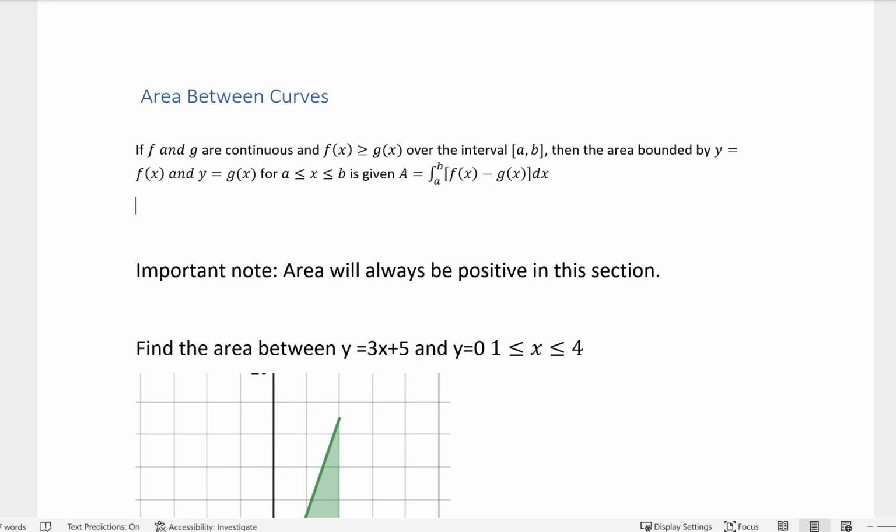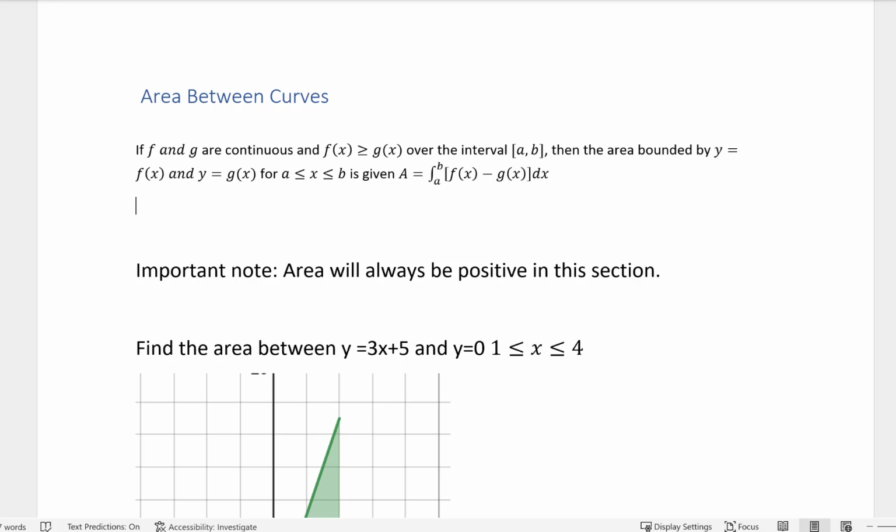Everybody. Today we're talking about area between curves. So we're going to start with an initial theorem and then we'll kind of make some changes as we go. So we're starting with: if f and g are continuous and f of x is greater than or equal to g of x over a closed interval [a, b], then the area bounded by y equals f of x and y equals g of x, where x is between a and b, is given by the integral from a to b of f of x minus g of x dx.